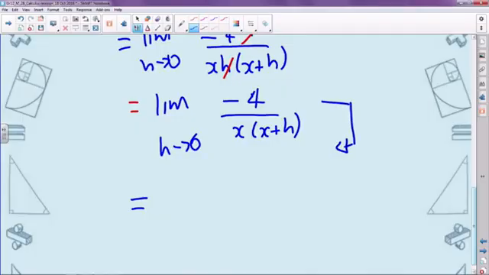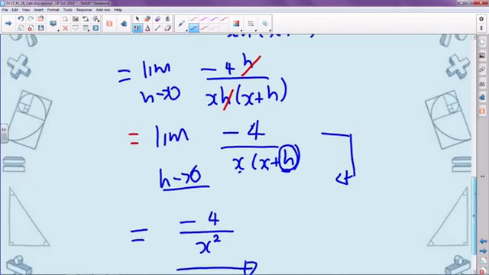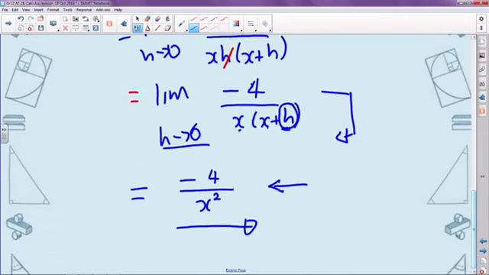All right, so at this point, from this line now, to get to the next line, I'm going to say, well, let's tend h to 0. As h tends to 0, it means that this term here will become 0. So I end up with negative 4 in the numerator divided by x times x, which is x squared. All right, so therefore the derivative of f of x by first principles is minus 4 over x squared.